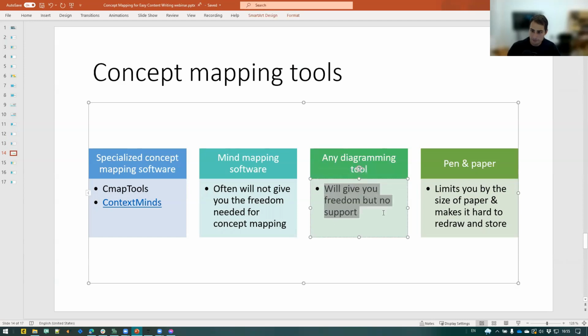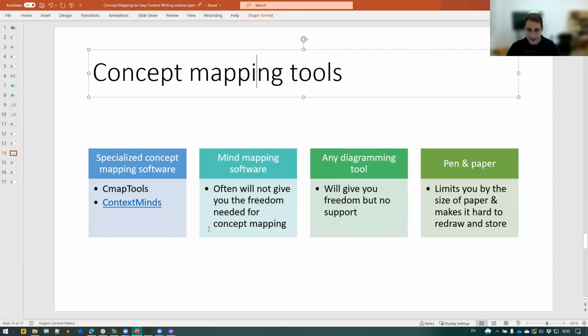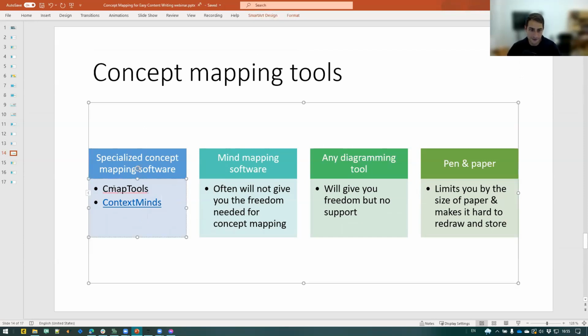Or you can use any software drawing tool or diagramming tool, but it won't support you much in the concept mapping. You can use mind mapping software to create concept maps, but they might not give you enough freedom because they will force you into the mind map structure. So obviously, I'm a little bit biased being involved in the development of Context Minds, but for me, definitely the best way is to use concept mapping software to create concept maps. So software that was designed specifically for creating concept maps.